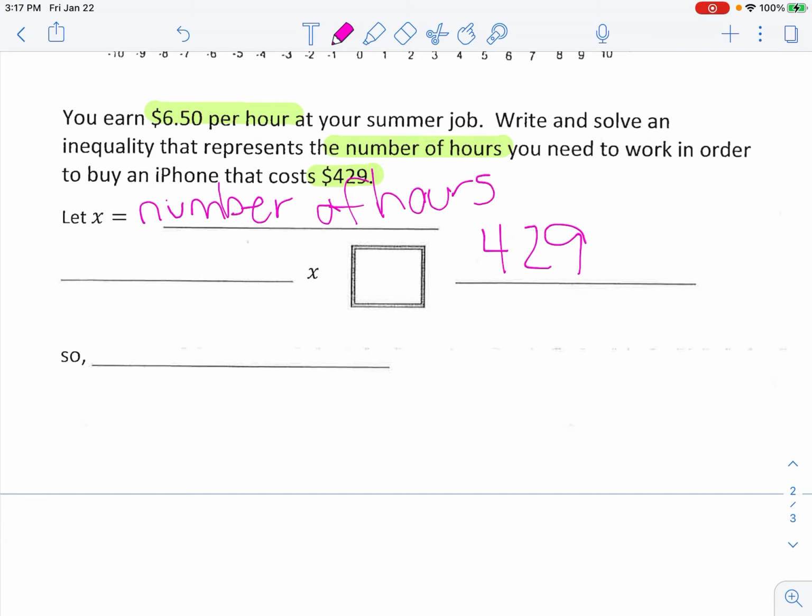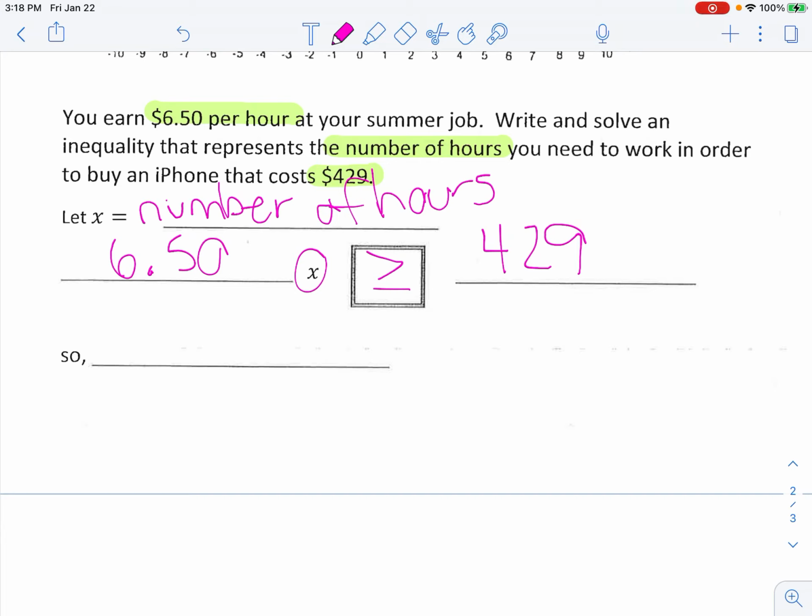All right, so $6.50 per hour times how many hours? Let's see, could I make less than $429 and afford the phone? Nope. I've got to make at least $429, or I could make more than $429 and have some money left over. So $6.50 times the number of hours is going to have to be greater than or equal to the cost of the phone.